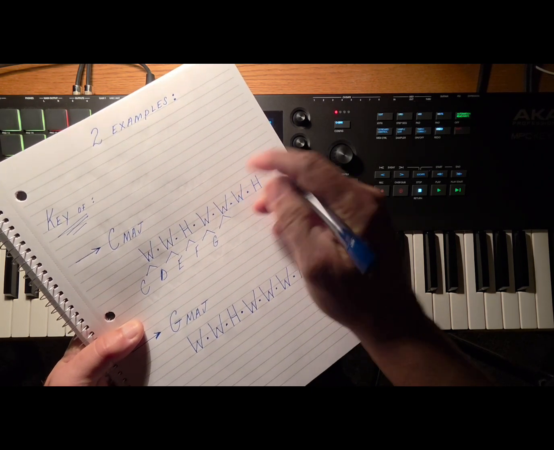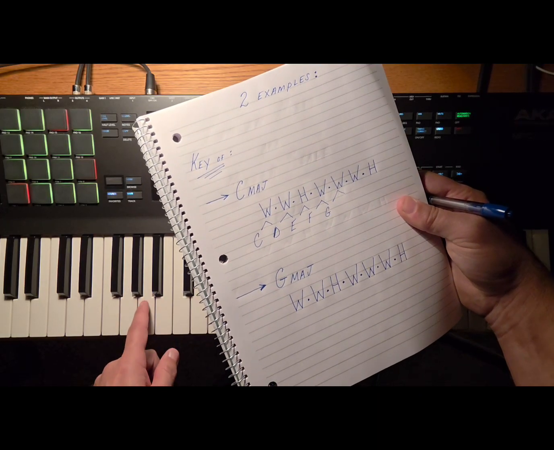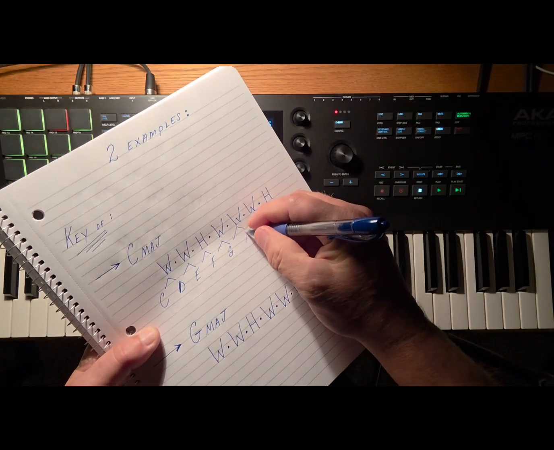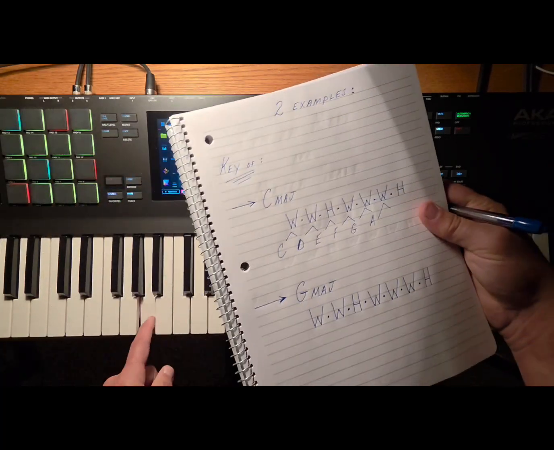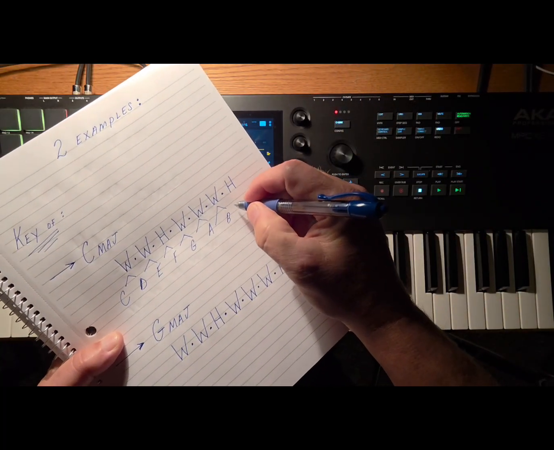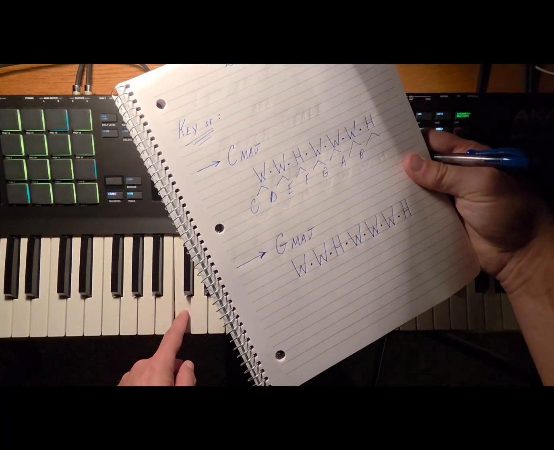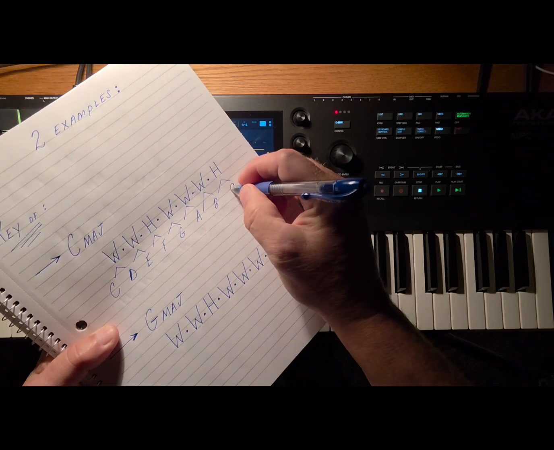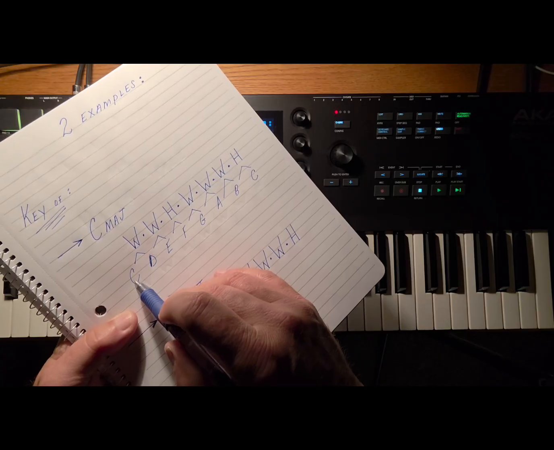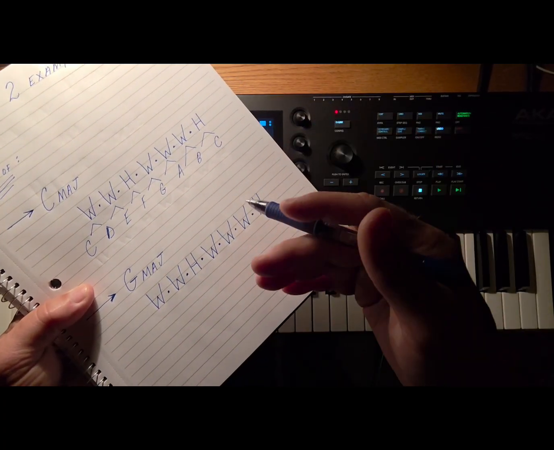From G, we need to travel a whole step, half step plus a half step. From G up a whole step to A. From A, we need to travel 2 half steps, 1, 2, B. And then to finish it out, we travel a half step from B back to C. Generally, we know we've done it correctly when we end where we began. So let's move to the next example of G major or G Ionian.